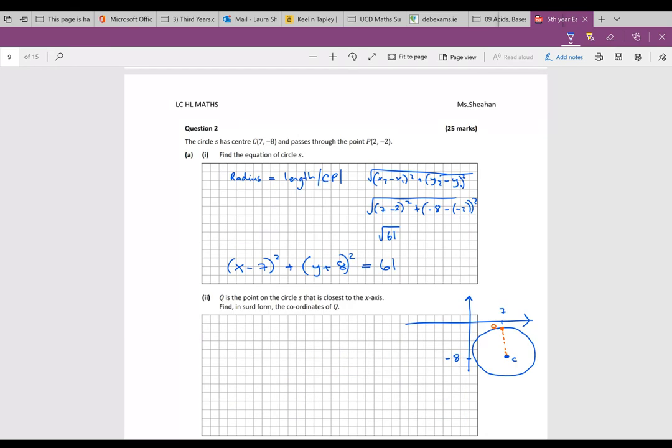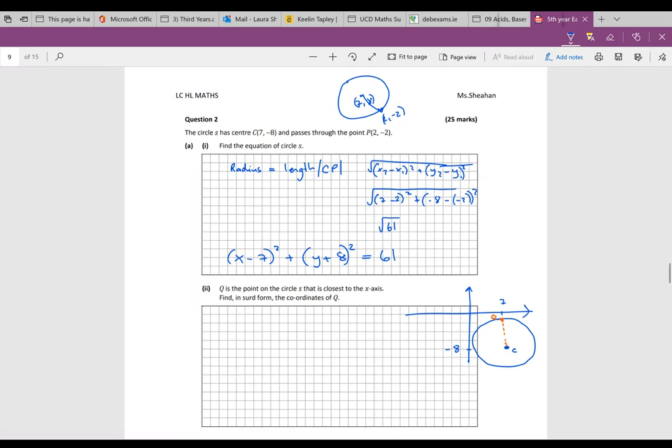The circle has a centre of 7, minus 8 and passes through the point 2, minus 2. So if I've got a centre of 7, minus 8 and the point somewhere 2, minus 2, then the distance from there to there is going to be my radius. So I get the distance is root 61 using my distance formula. Find the line CP. And then that's my radius. Simply put it into my formula for the circle.